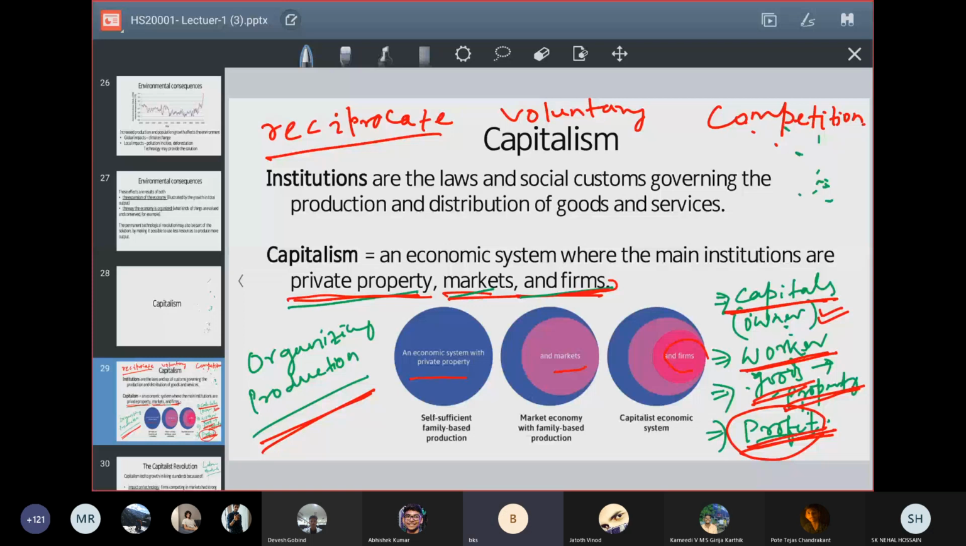These firms were playing a very minor role in our previously existing economic system. Now in capitalism, they become the predominant organization for production of goods and services. This expanded role of firms created another market in the capitalist economic structure. The other market is known as your labor market.